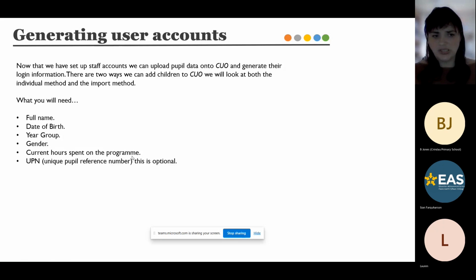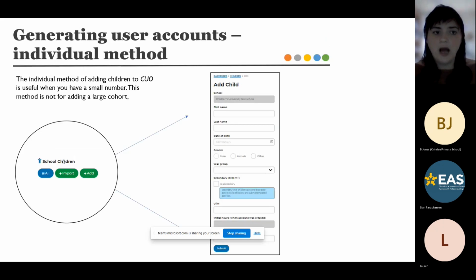The UPN, which is unique pupil reference number, is optional. So we can leave that blank, but that can be a useful field to put in because it's a unique field. So it can then be used to cross-reference with whatever system you use in school, Sims, that kind of thing. If you wanted to look at free school meal data or any send data, that kind of stuff. Okay, so I'll show you how to do it and then you can have a go.